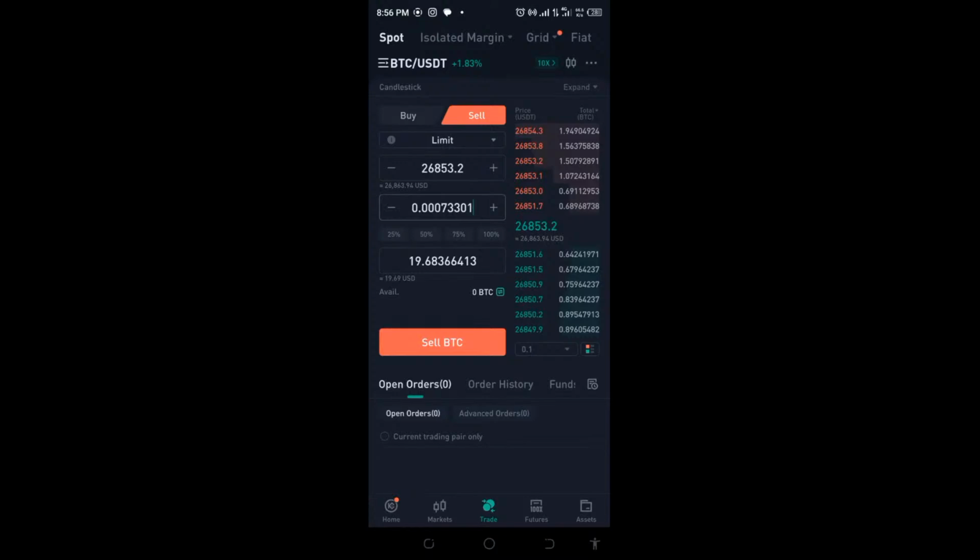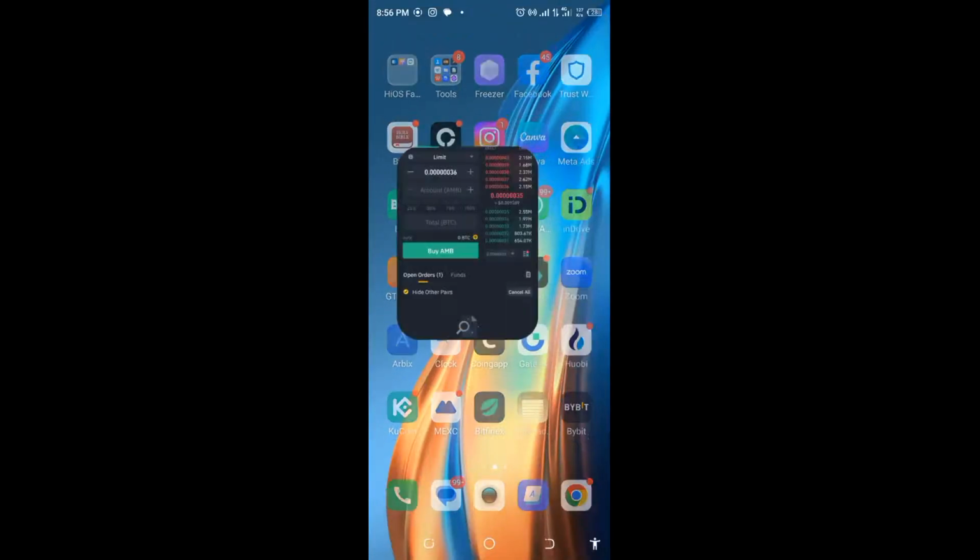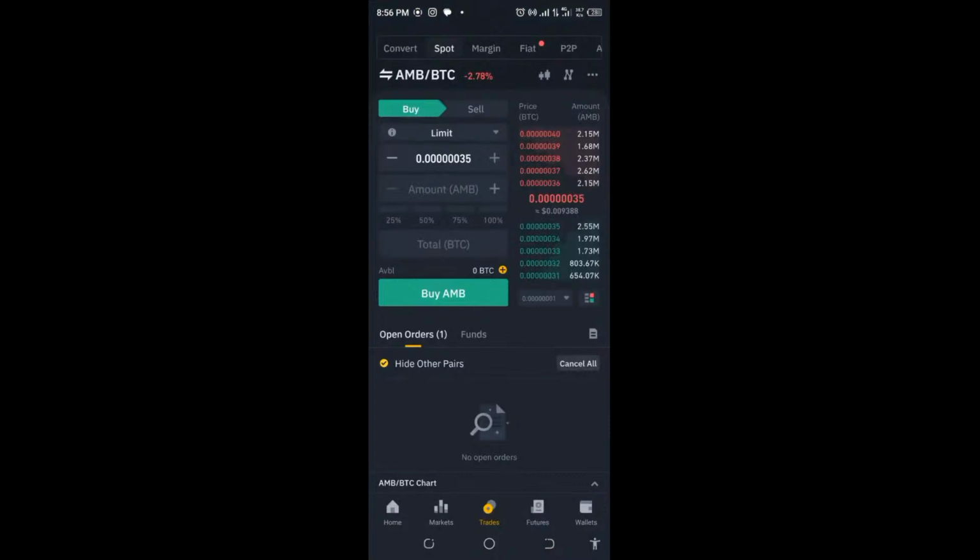So the only option we have is to try and see if we are going to be able to buy the AMB. And if that doesn't work, we'll be forced to sell it back to BTC, to sell the BTC back to USDT. So do we want to try this out? Let's go with the flow. Let's see what we're going to do. We're going to just go ahead and see what we're going to get.